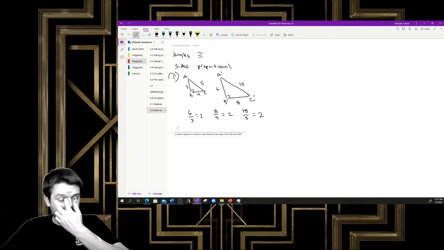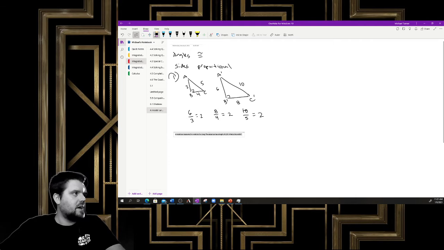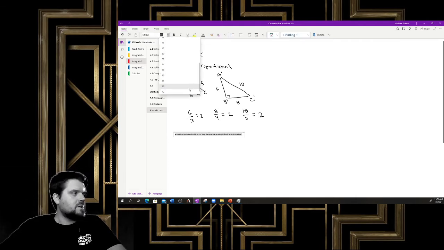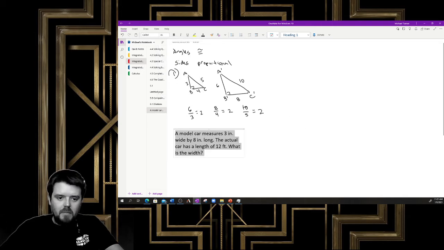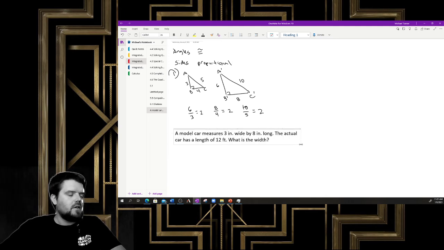Okay, so we're given the measurements of the model, and we're missing one of the measurements of the actual figure. And let's make this big so we can actually see it. So this is a cross multiplication problem. We're assuming that these are similar. I'm assuming that the model is built to scale, so it should be proportional then. It should be a similar figure.